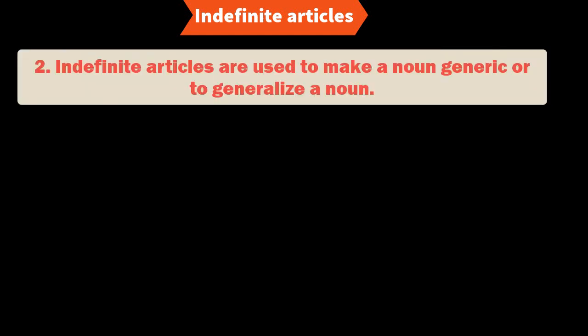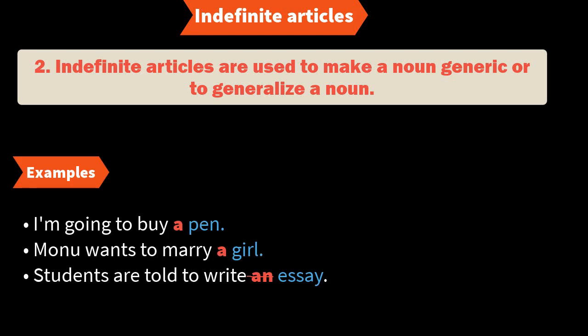Rule number two, which actually tells us why these are called indefinite articles. We use indefinite articles to generalize a noun. Let me give you some examples. I am going to buy a pen. Monu wants to marry a girl. Students are told to write an essay.